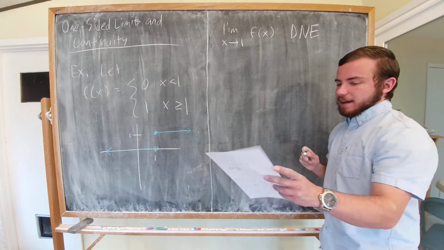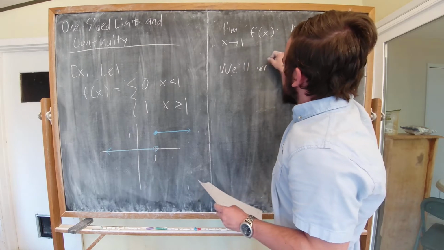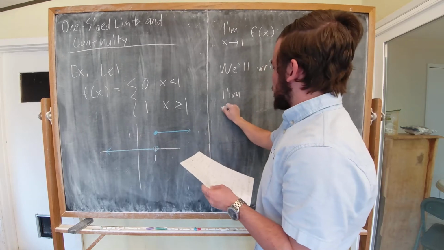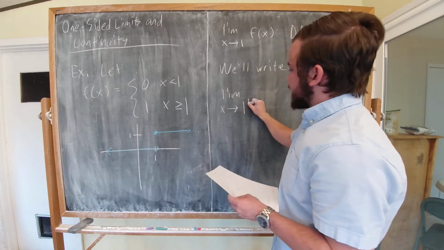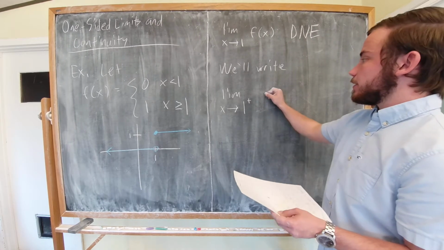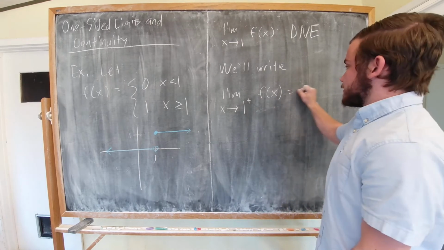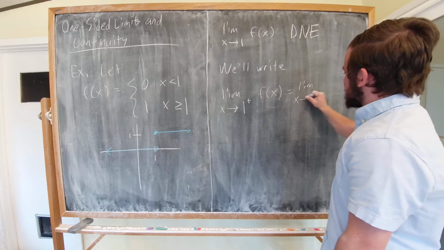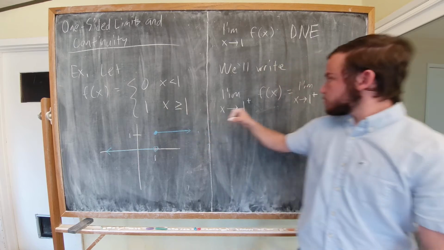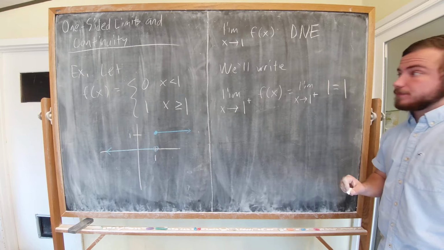Let's see if we can quantify that. We'll write that the limit as x approaches 1 plus, meaning from the right side, everything bigger than 1, of f of x. Well, as long as we're talking about things bigger than 1, f of x is just 1, right? That's what it means. We're in this range. And the limit of a constant is just that constant.